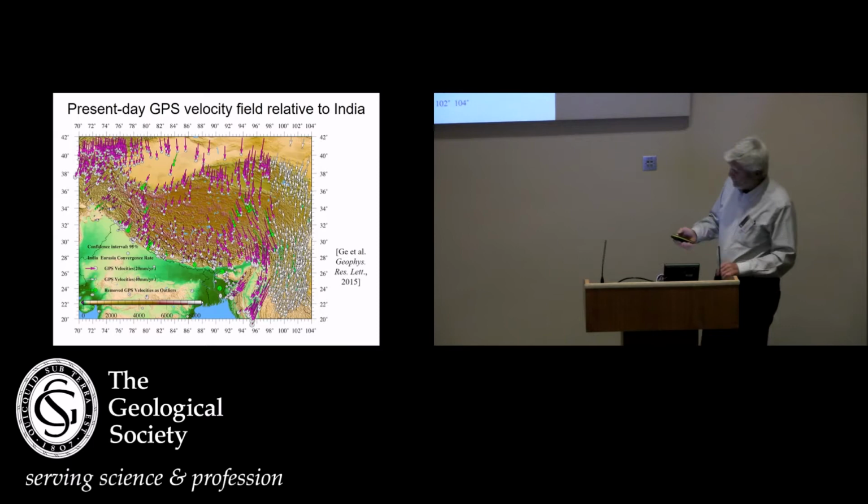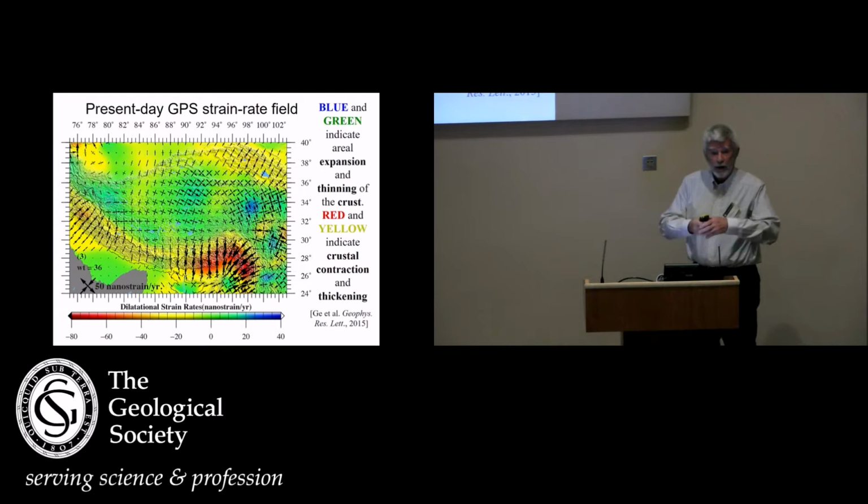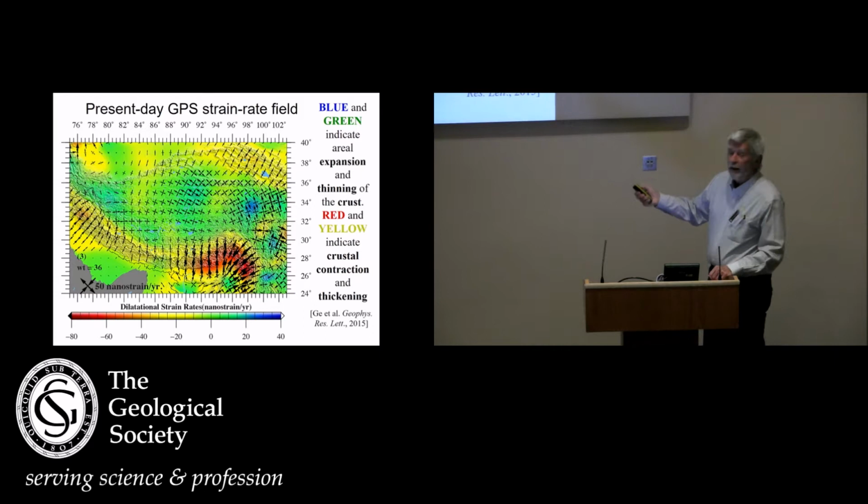But what one can do is take these data and make a strain rate map. And in particular, what we've looked at, the blue and green show areal expansion. So this is where the area of the surface is getting larger. It could be places where it's shortening a little bit in one direction, but it's getting wider in the other direction. So the whole of Tibet, essentially the whole of Tibet, the area is increasing. The margins, the area is getting smaller. Red and yellow show crustal contraction where you're thickening. Well, of course, along the Himalaya, you have that up in the Chilean Chung.